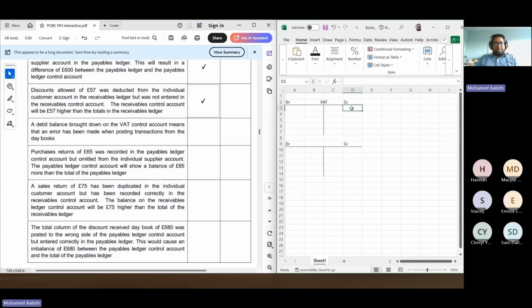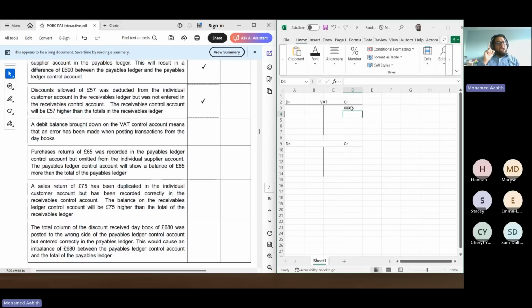The balance is supposed to be here, but I did say the word normally. Why? The VAT could be a liability only if my output tax outweighs my input tax. That means my sales tax is higher than the purchase tax. But there is one exception.